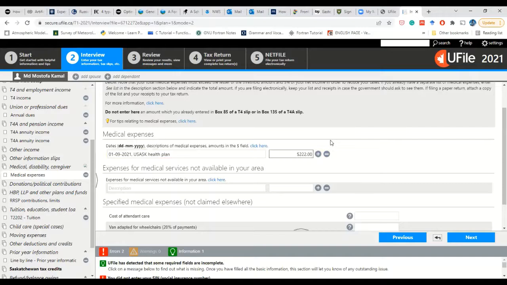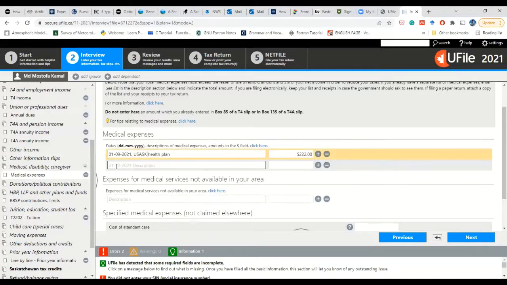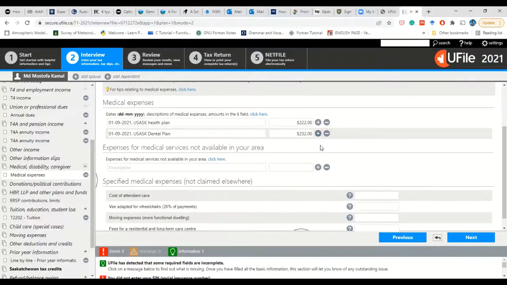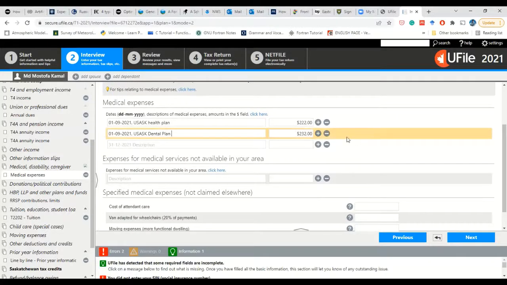This is health, and then I created another one. Again, the same thing, 01 09 2021, comma, new schedule plan. And then this is 232 or something like that. Now again I create another form.